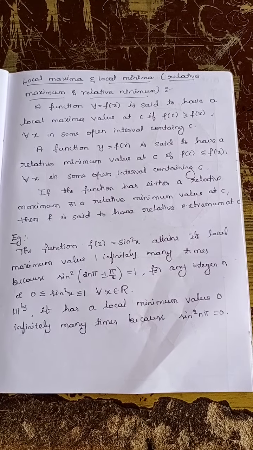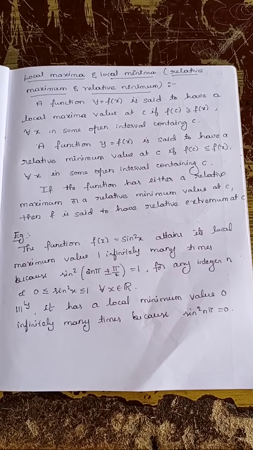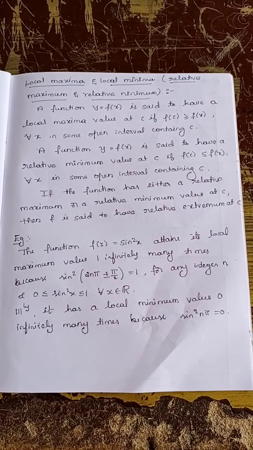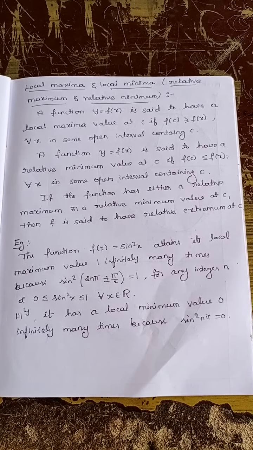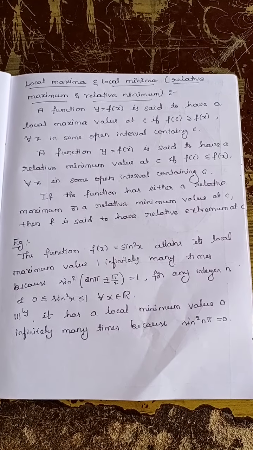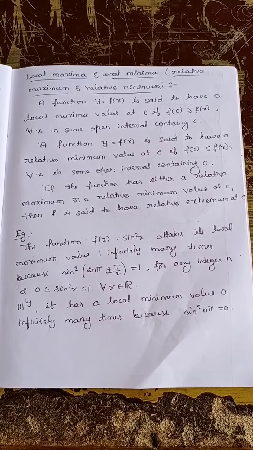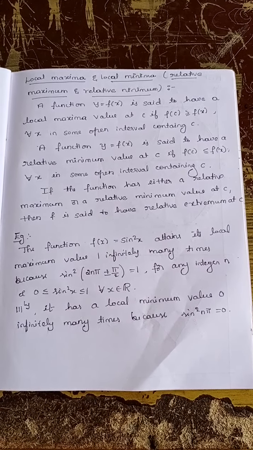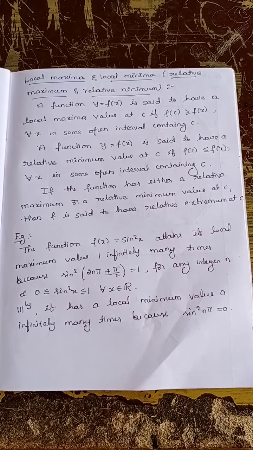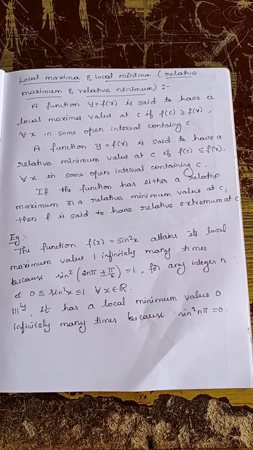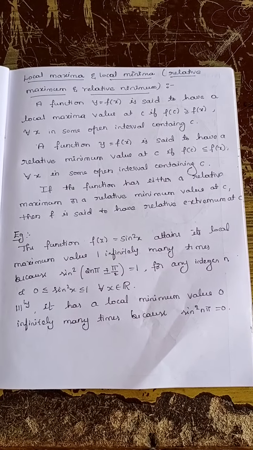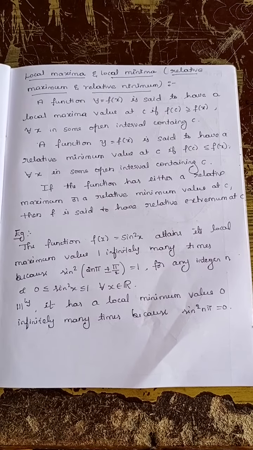For example, the function f of x is equal to sin square x attains the local maximum value 1 infinitely many times, because sin square of 2n pi plus or minus pi by 2 is always 1 for any integer n, and 0 less than or equal to sin square x less than or equal to 1 for all x belongs to R. Similarly, it has a local minimum value 0 infinitely many times, because sin square n pi is equal to 0.